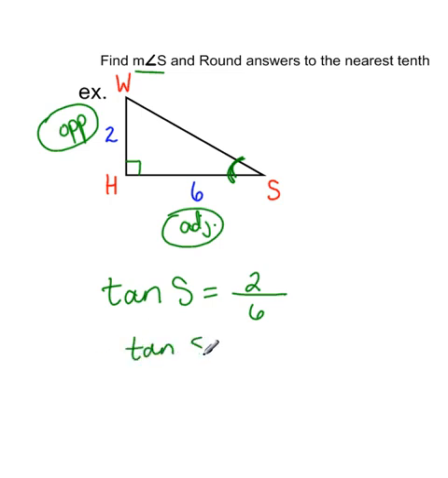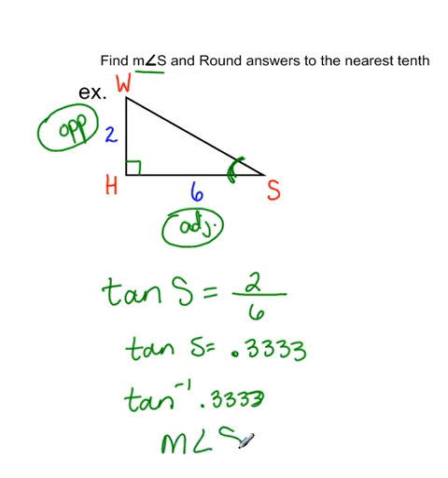Tangent of S is 0.3333. 4 decimal places to keep it accurate. Now remember, we're trying to find the measure of this angle, so we have to initiate our tangent inverse function. So hit your shift and then tangent, or hit your second button and then tangent. Put this decimal in of 0.3333, and your calculator will tell you that the measure of angle S is 18.4.